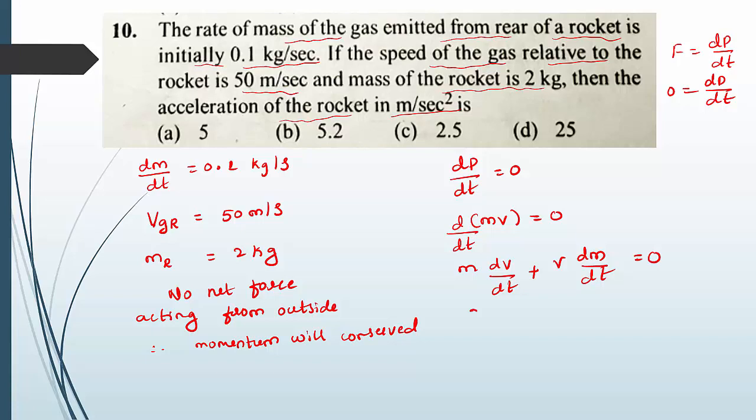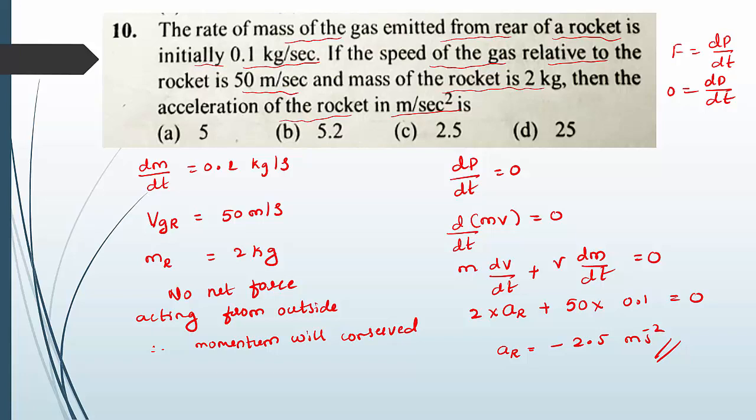Mass of the rocket is 2, into dv by dt, which means acceleration of the rocket a_R, plus velocity 50 into dm by dt, the rate of change of mass, 0.1 kg per second. So calculate these values, we will get the answer a_R equal to minus 2.5 meter per second square.